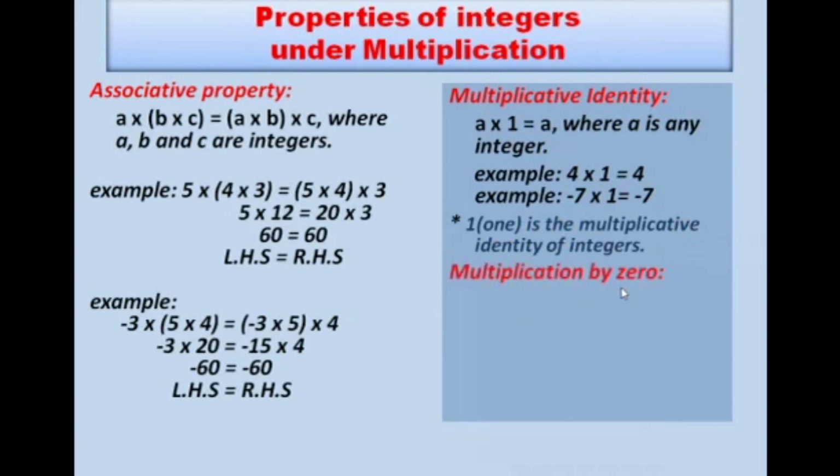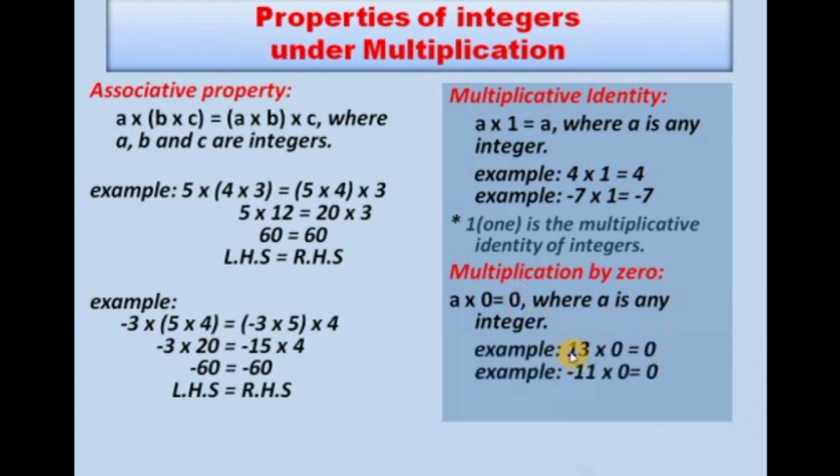Next is multiplication by 0. A multiplied with 0 is equal to 0, where A is an integer. That means when any integer is multiplied with 0, we are always getting 0. Example, 13 multiplied with 0, we get 0. Minus 11 multiplied with 0, we get 0.